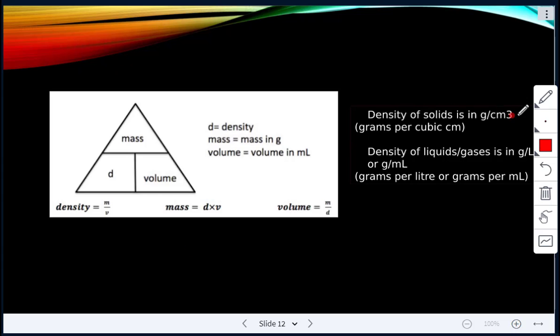So again, density for solids is grams per centimeters cubed. If it's a liquid or a gas, it's grams per liter or grams per milliliter. Mass is measured in grams. Volume is measured in centimeters cubed if it's a solid. It's measured in liters or milliliters if it's a liquid.